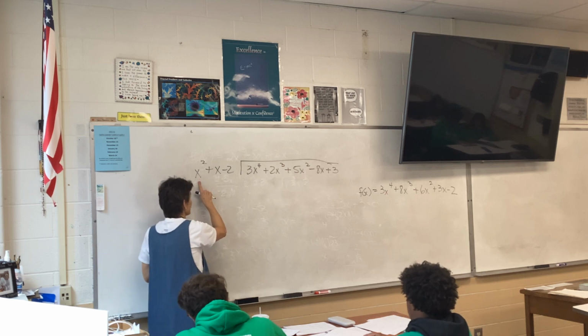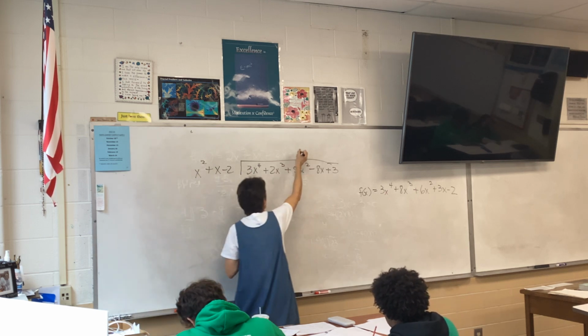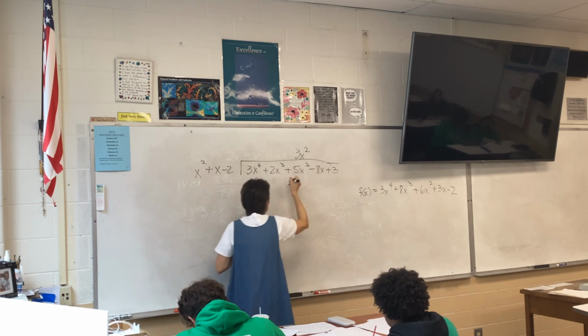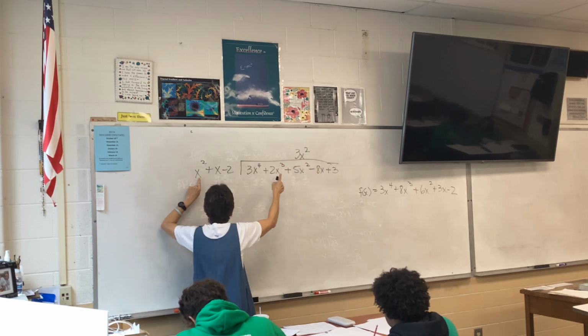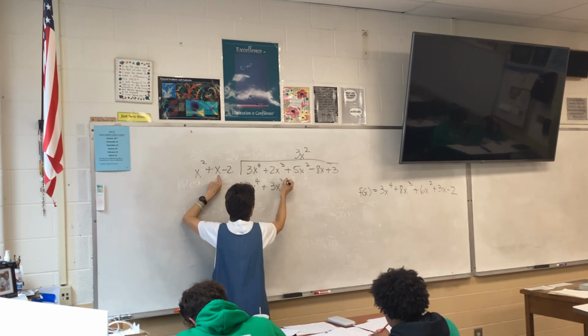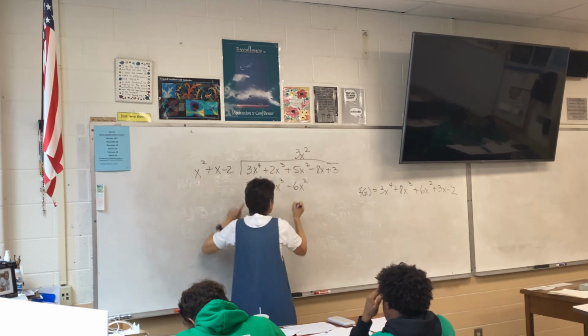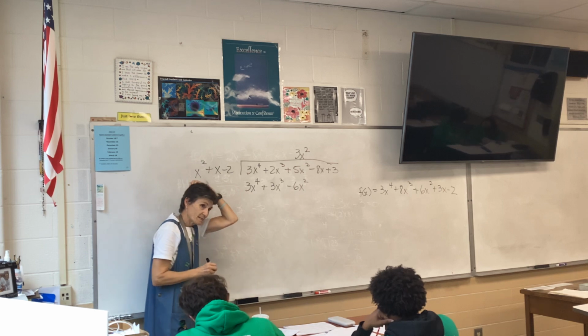What do I have to take times x squared to get 3x to the 4th? 3x squared. So 3x squared times x squared, 3x squared times x, and 3x squared times -2. All right, everybody with me still so far?